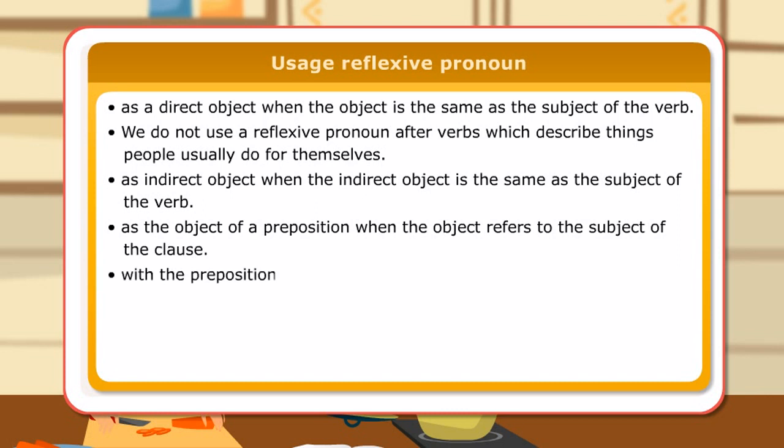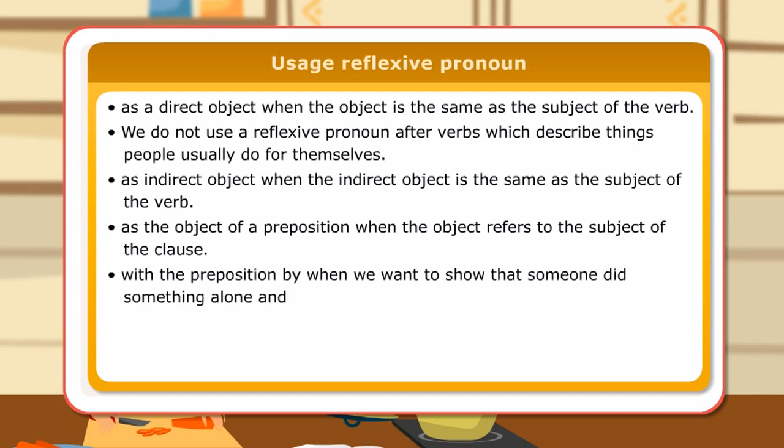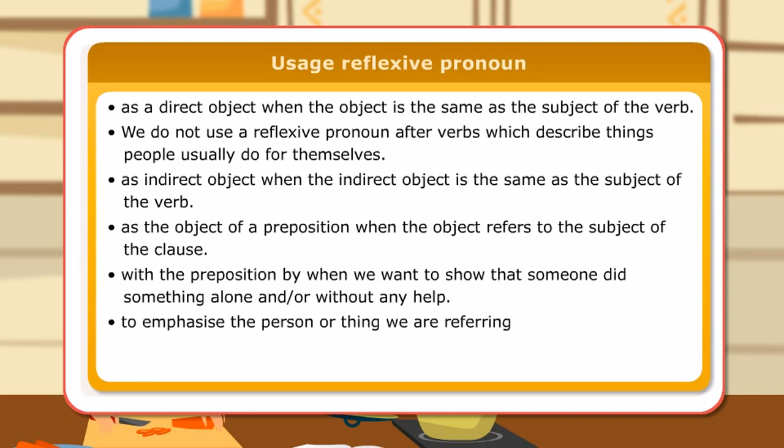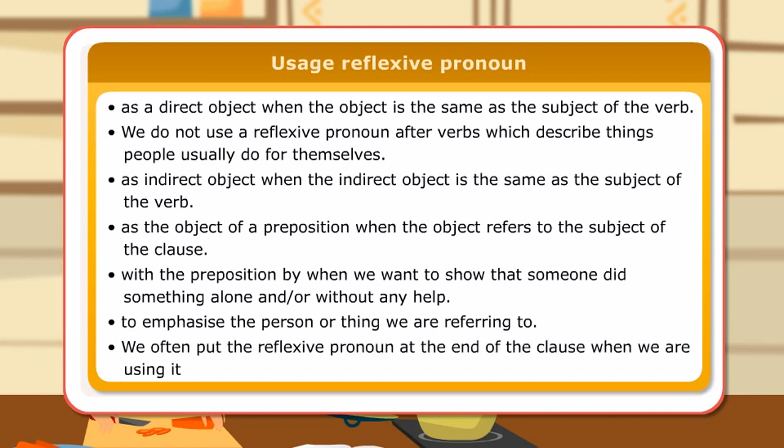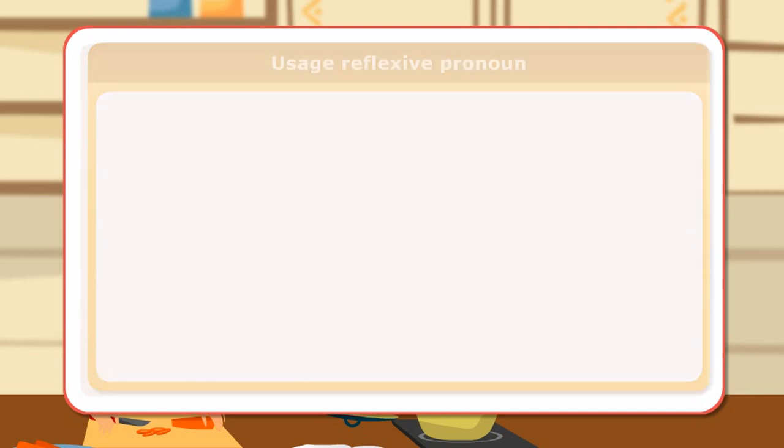With the preposition by when we want to show that someone did something alone and or without any help. To emphasize the person or thing we are referring to. We often put the reflexive pronoun at the end of the clause when we are using it for emphasis.